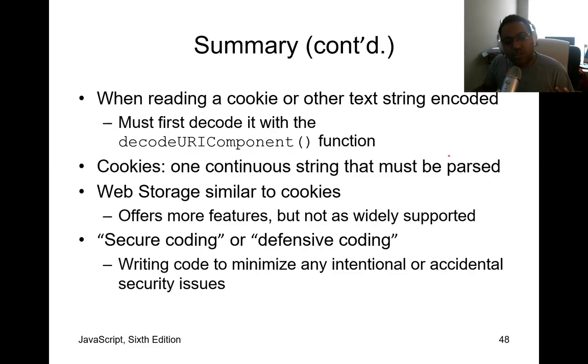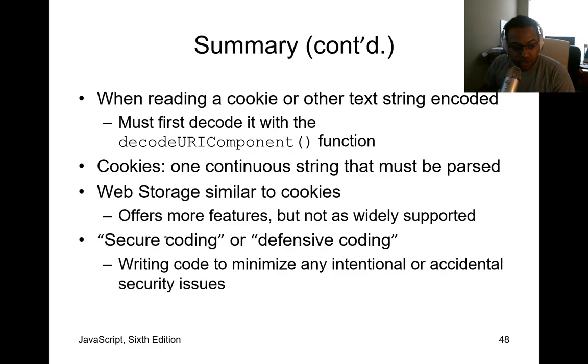Decoding takes it back from the ASCII gobbledygook. Cookies are one continuous string that must be parsed, so when you pull the cookie, you have to break it down into its many different pieces. So if you want the cookie in their own little positions, you would have to split the cookie at the semicolon and then at the equal sign. Web storage is similar to cookies but offers more features, but is not as widely supported as cookies are.